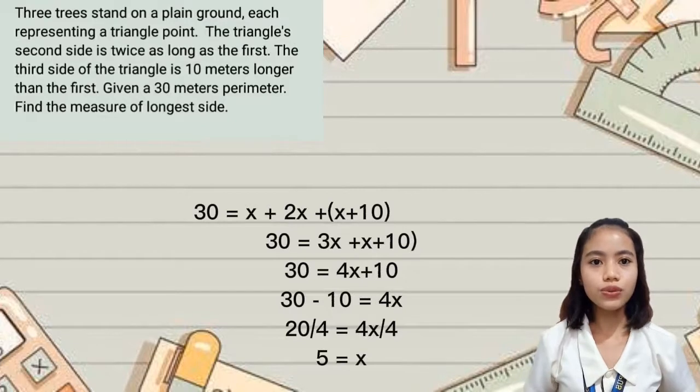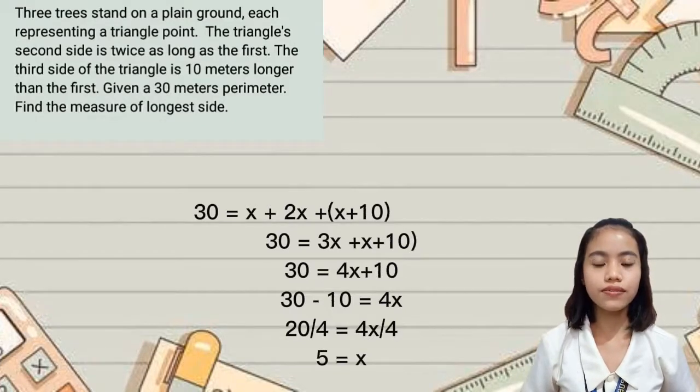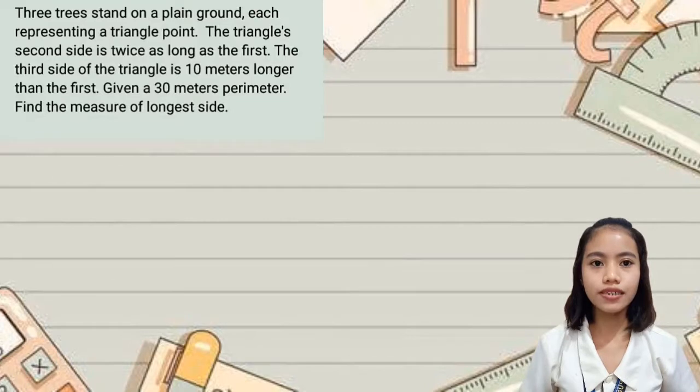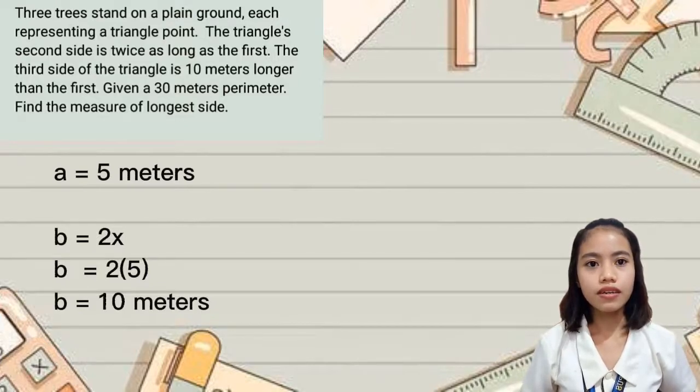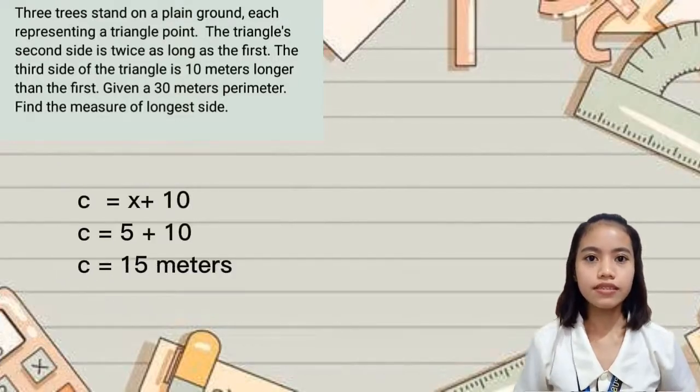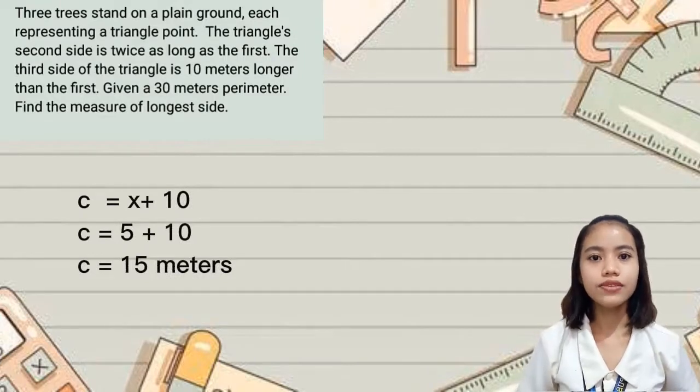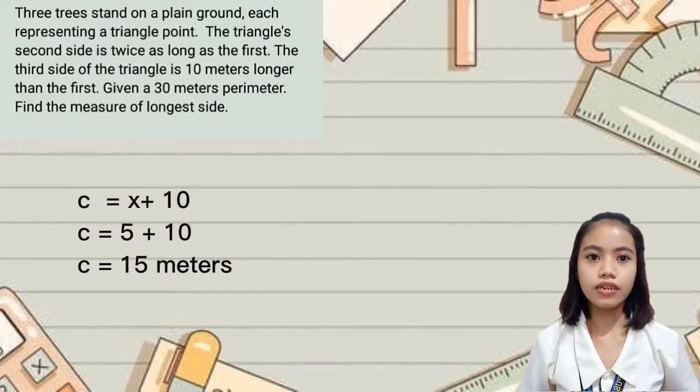Then, using this solution or answer, solve for the sides of the triangle. Since side A is just x, then it is 5 meters. B is twice the side A, meaning 2 times 5 is 10. That is the length of side B. Then for the longest side, which is C, x plus 10. So, substitute x, it will become 5, then 5 plus 10 is 15 meters.